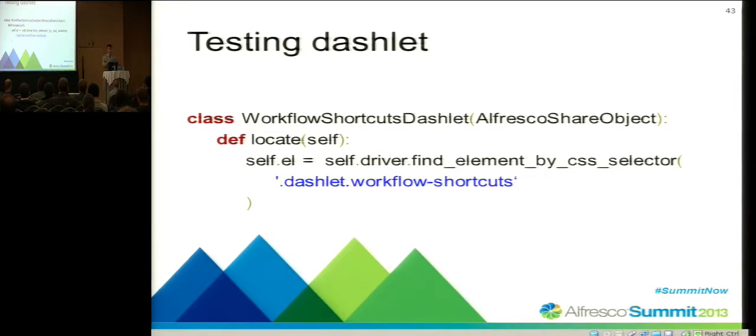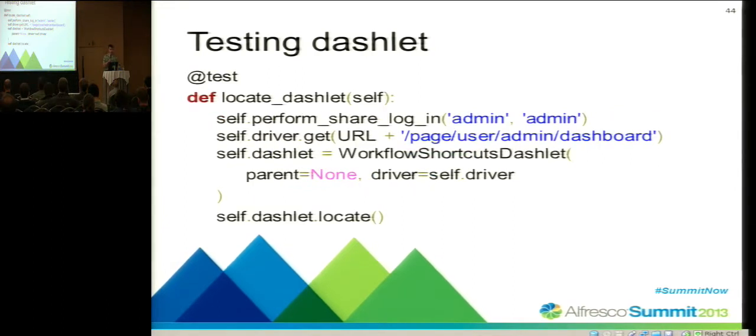First thing we need is to implement the dashlet in our code. With Selenium, it's quite easy. We just use a CSS selector to find a base element, and after it, we can implement other logic that the dashlet needs. I will skip the details on dashlet implementation and just show you the way we use it in tests.